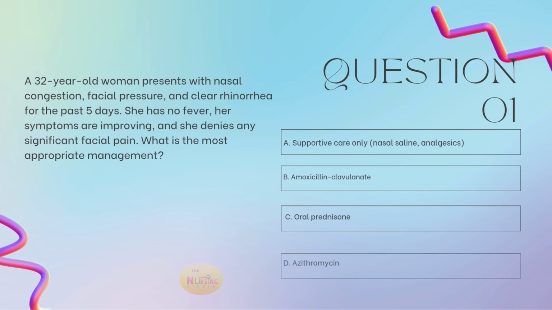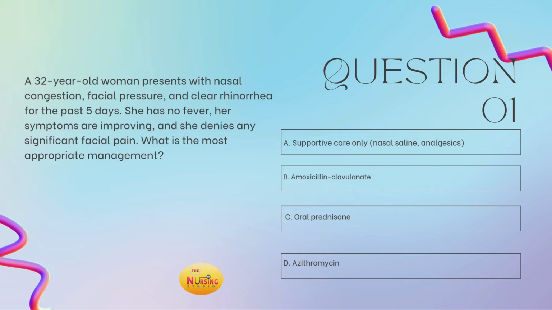All right, y'all, question number one. Question number one states, a 32-year-old woman presents with nasal congestion, facial pressure, and clear rhinorrhea for the past 5 days. She has no fever, her symptoms are improving, and she denies any significant facial pain. What is the most appropriate management? Is it A, supportive care only, being nasal saline and analgesics? Is it B, amoxicillin plus clavulanate? Is it C, oral prednisone? Or is it D, azithromycin? Take a moment and tell me what you got in the comments, y'all.